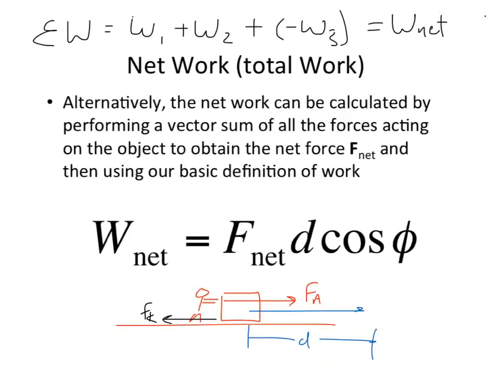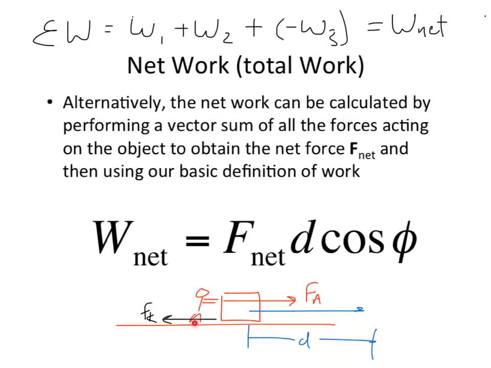All right, so in the previous problem, we did force applied times distance times the cosine of the angle between them, which is 0. And then we did plus the kinetic friction force times this distance times the cosine of the angle between them, which is 180 degrees, right? It's 180 degrees opposite from the direction of motion. And then we added them up. But why don't we just do the net force first?